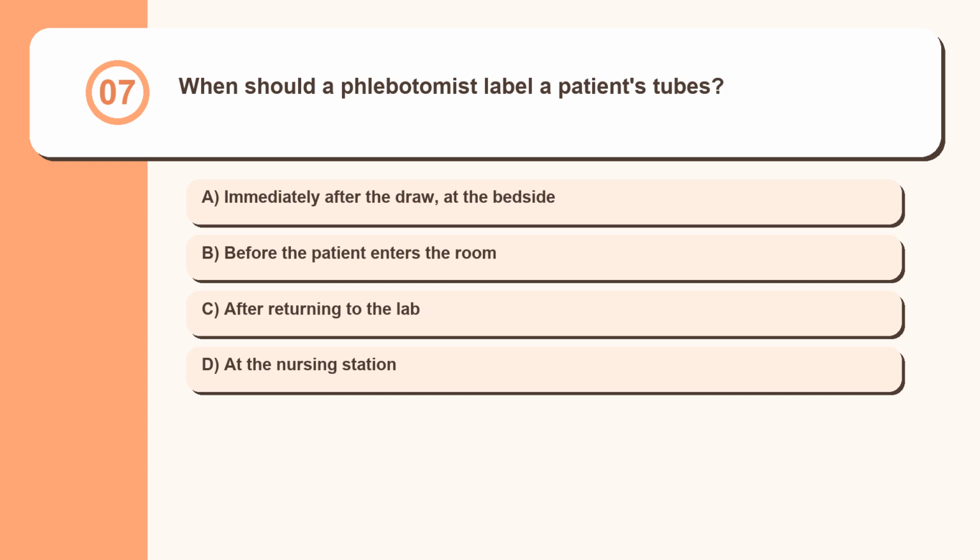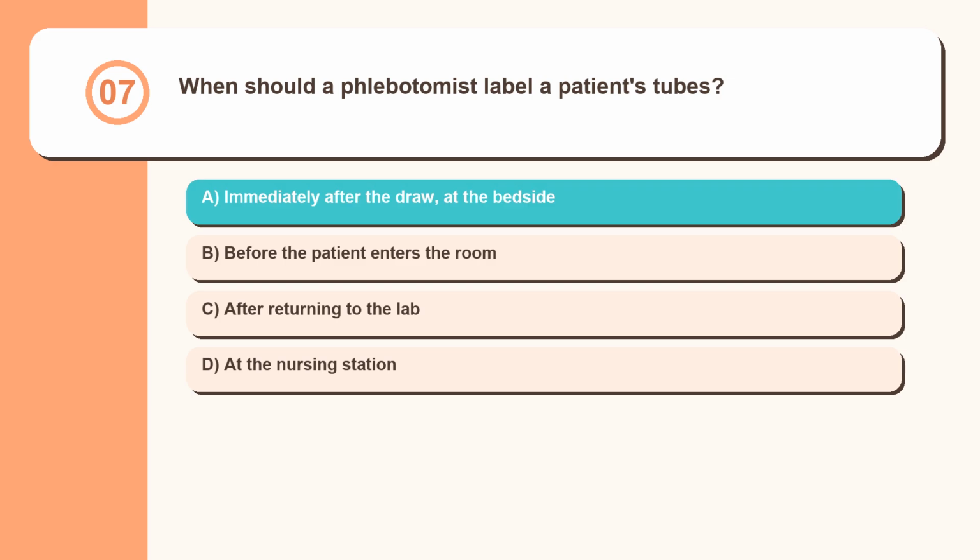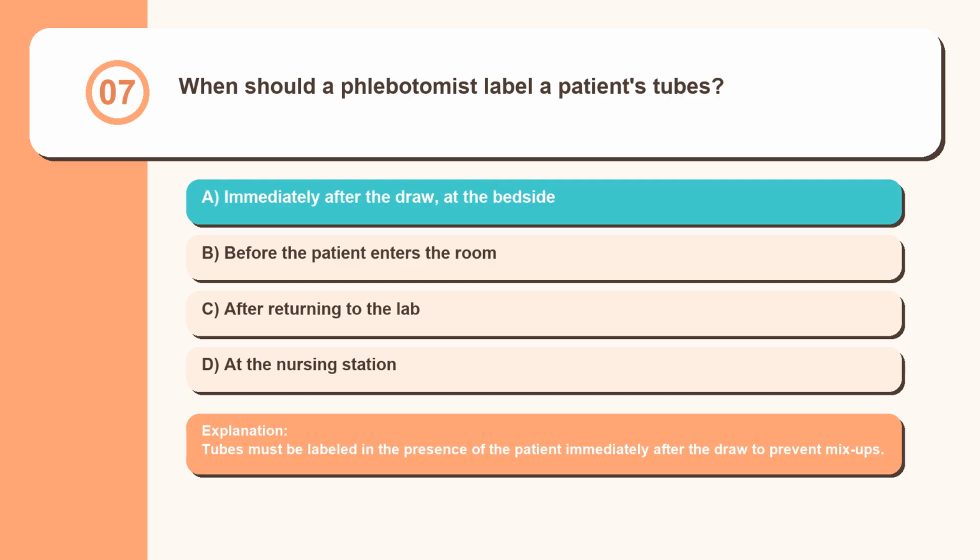Question 7. When should a phlebotomist label a patient's tubes? Immediately after the draw, at the bedside, before the patient enters the room, after returning to the lab, at the nursing station. Tubes must be labeled in the presence of the patient immediately after the draw to prevent mix-ups.